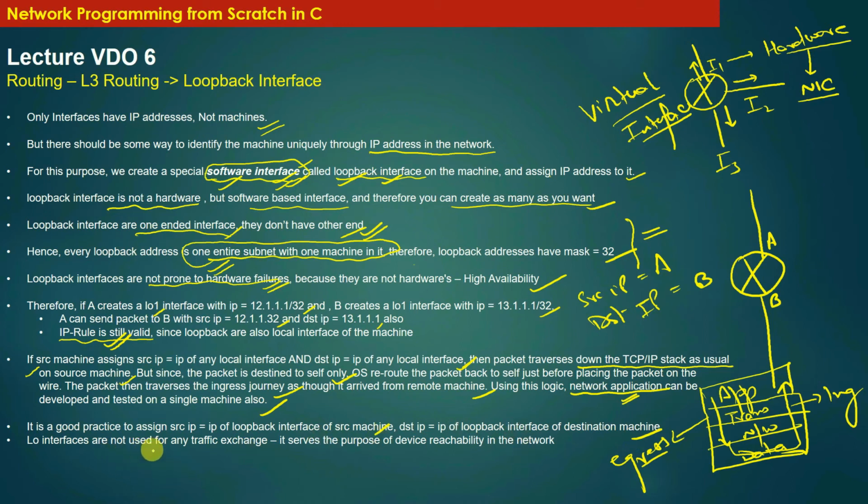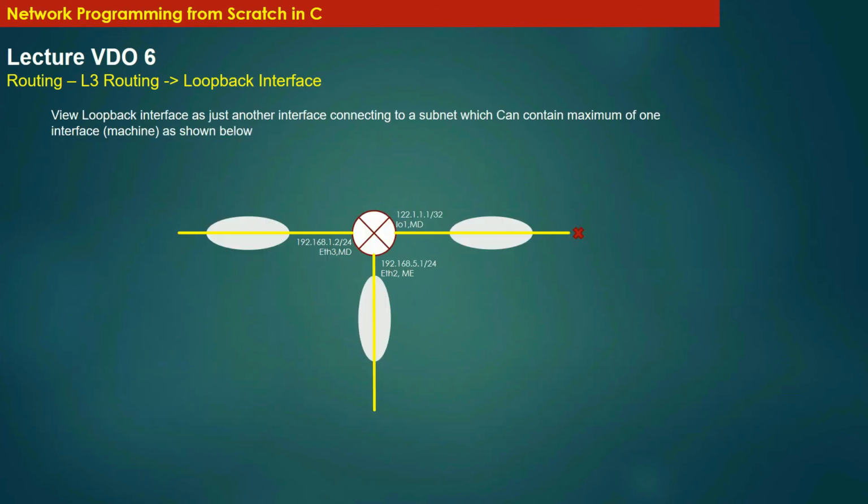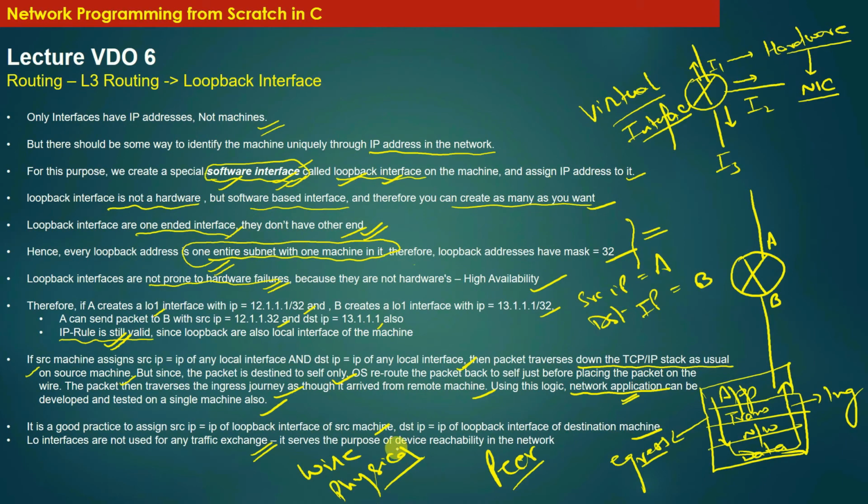Loopback interfaces are not used for any traffic exchange. Why can they not be used for any traffic exchange? Because loopback interfaces do not have a peer. Loopback interfaces are not connected on the other side. In fact, loopback interfaces are not physical interfaces. If they are not physical interfaces, they cannot exchange any data. They are software-based interfaces. At the end of the day, you need hardware, you need a wire to exchange the data, and this is what loopback interfaces are not. They are just a piece of software which is simulating an interface.